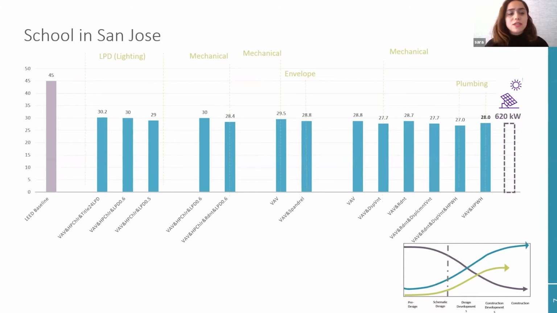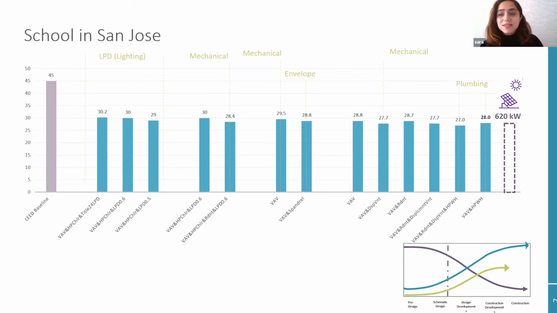So you can see we did a VAV system for them. In the beginning, we just did lighting power density and saw how much lowering lighting power density can help. And then we did mechanical options. In the beginning, I think at SD, they were thinking about having a heat pump, heat recovery chiller. So we did that for them. And then we proposed a radiant system, a connection of that heat pump, heat recovery chiller with the radiant system.